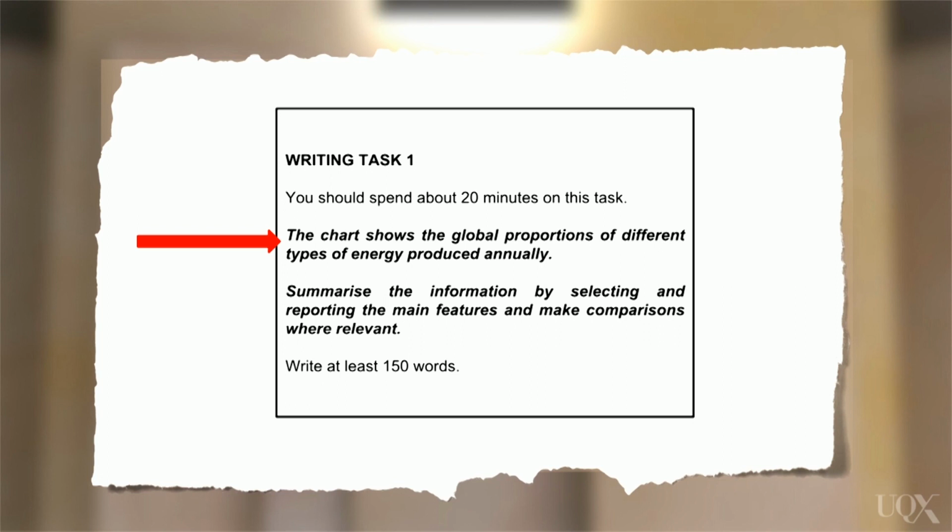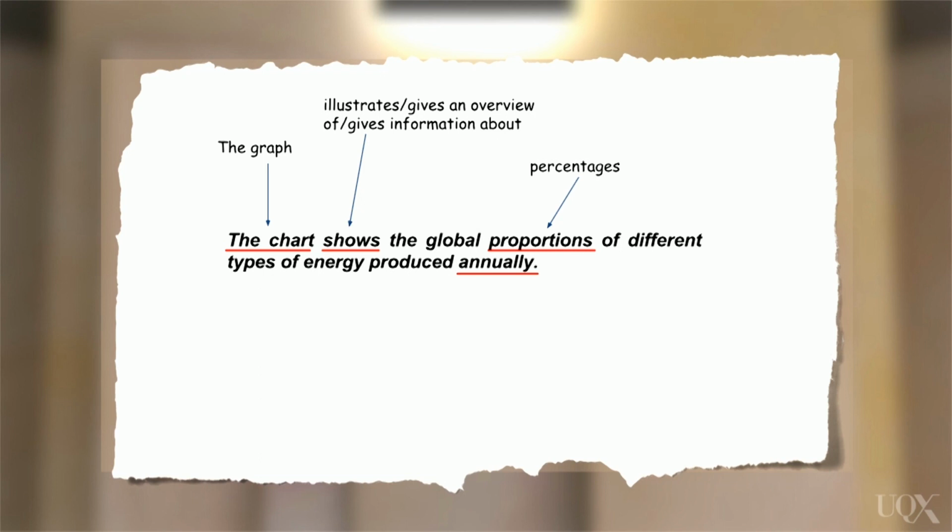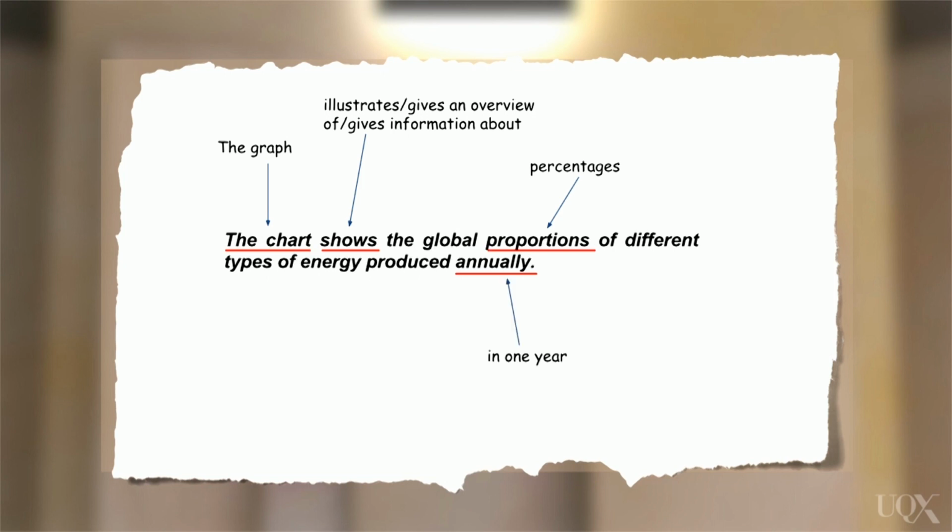Instead of the word chart, you could use graph. Instead of shows, you could use illustrates, gives an overview of, or gives information about. Instead of proportions, you could use percentages. And finally, instead of the word annually, you could use in 1 year. So, by paraphrasing a few words and phrases, we have avoided copying the question and also demonstrated a range of vocabulary to the examiner.